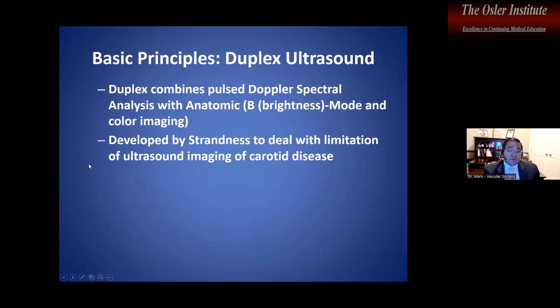Duplex combines pulse spectral analysis with anatomic imaging, right? So you've got that B mode, or the brightness mode, and color imaging. And then you've got this criteria that's been developed by Astranis to deal with the limitations of ultrasound imaging of the carotids, right?